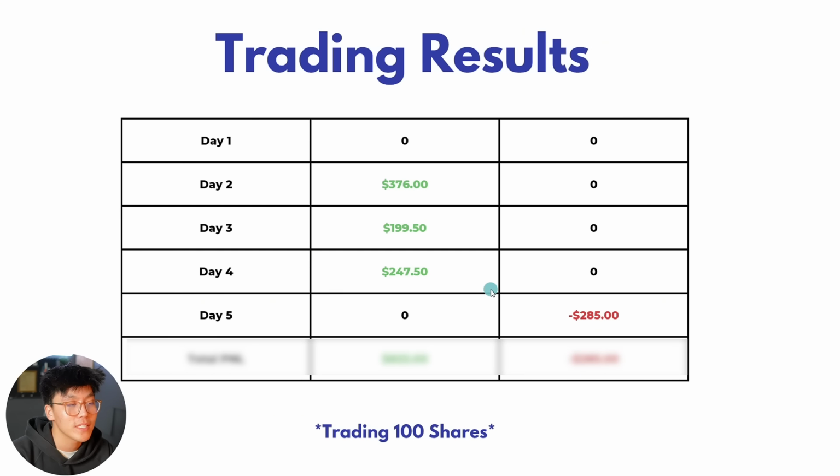$285. So as you can see, if we add up the total P&L for the green days, it totals up to $823. And if we add up the total red days, it equates to $285 in the red. If we took every single trade with 100 shares, we would be left with a total P&L of $538 to end off the week.